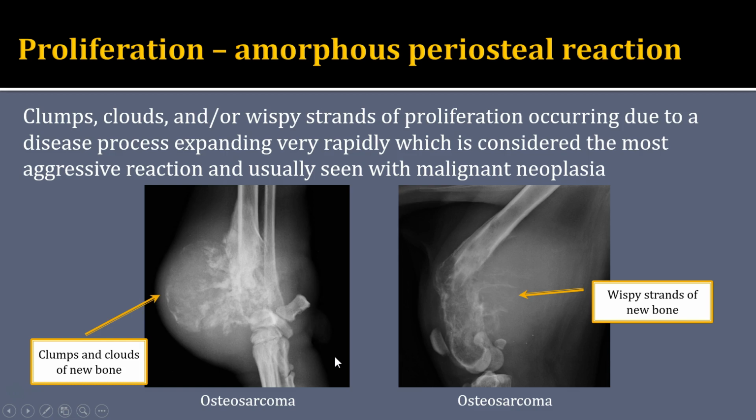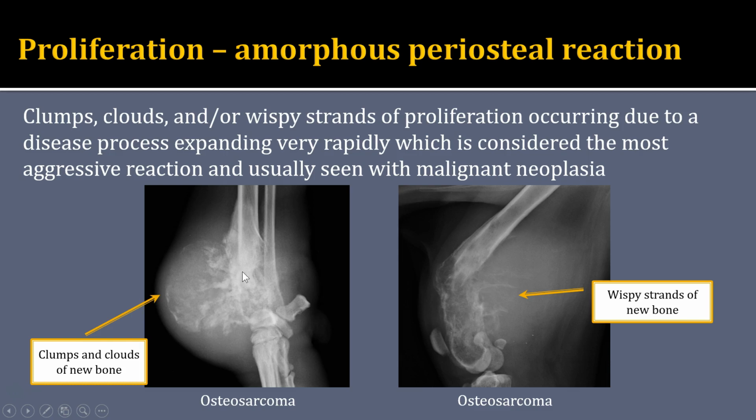Our final pattern of periosteal reaction is the amorphous periosteal reaction, and this is our least organized of all periosteal reactions and radiographically appears as clumps, clouds, or wispy strands of proliferation, and this occurs due to a disease process that is expanding very rapidly, is considered our most aggressive reaction, and is almost always seen with malignant neoplasia.